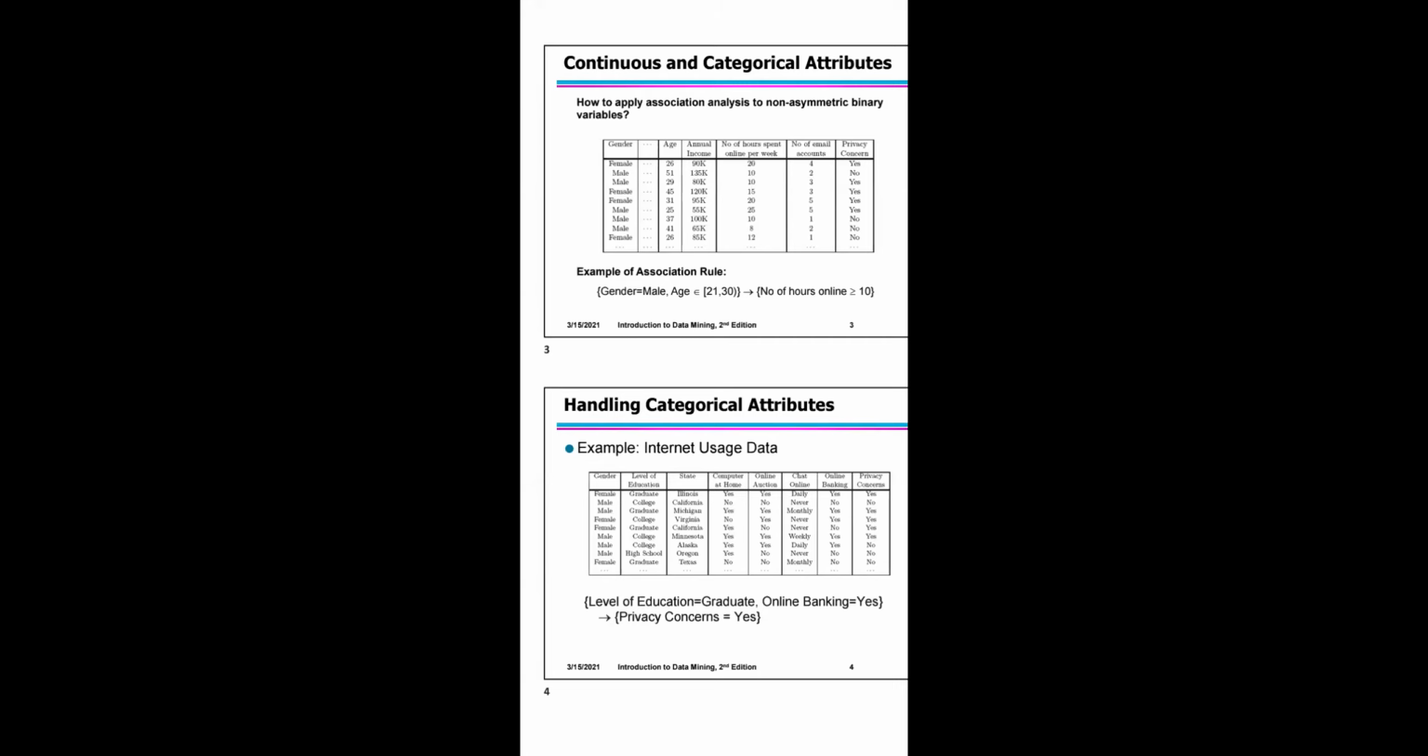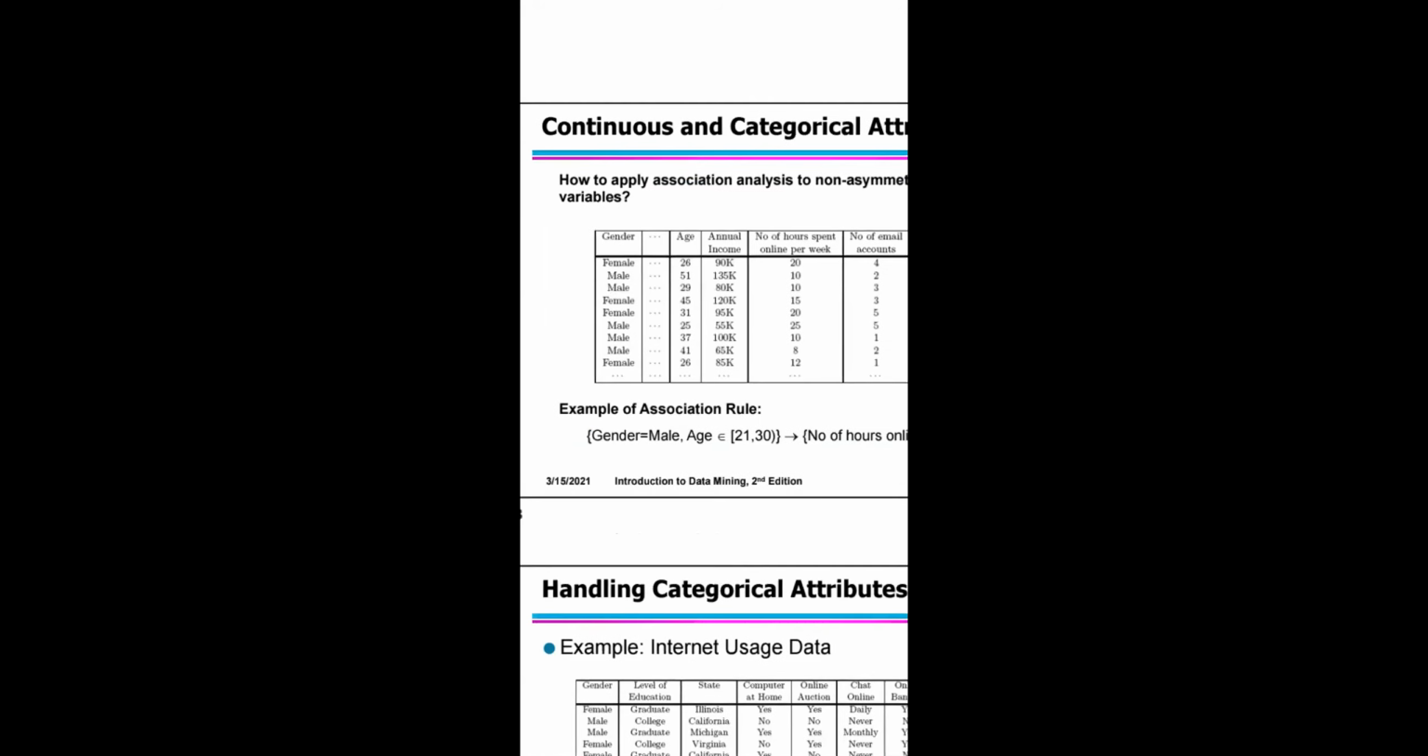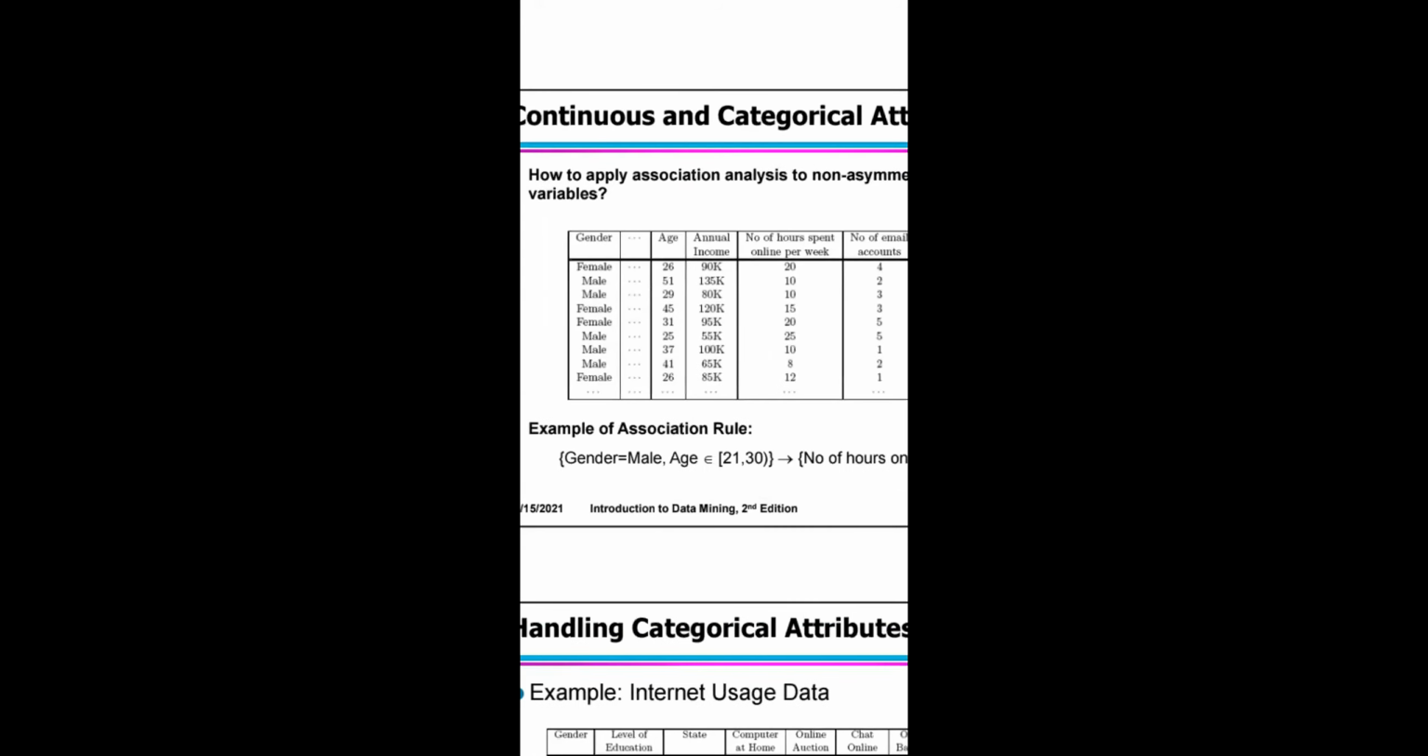For the categorical attributes, here is the table which shows how to apply association analysis to non-asymmetric binary variables. So first, how to handle these categorical attributes, and then how to handle the continuous attributes. For example, there are many applications that contain symmetric binary and nominal attributes. In the second unit, we discussed nominal attributes, so we consider symmetric binary and nominal attributes here.